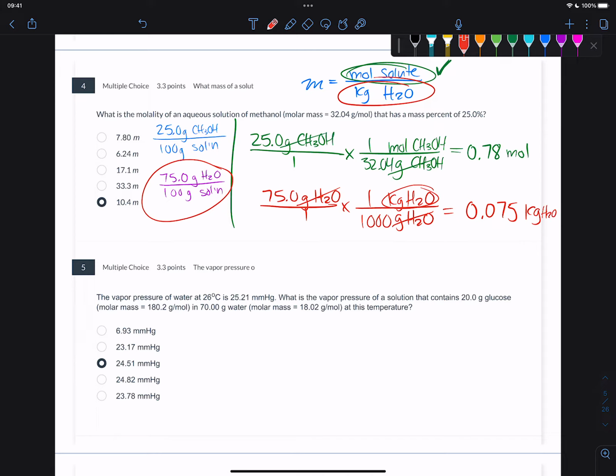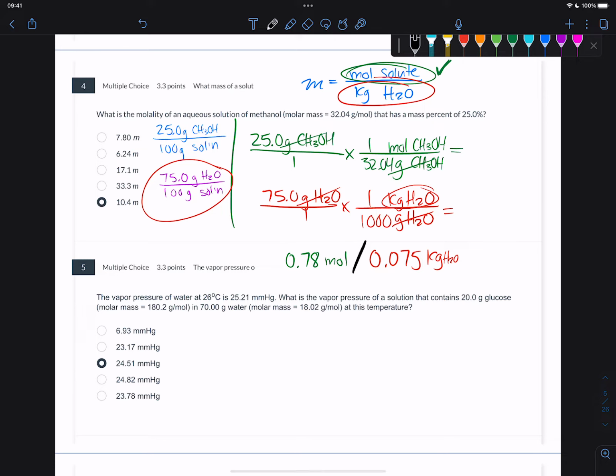Then you just divide. So to do that, you take this number and you divide it by this number, kilograms H2O. And that's how you get the molality, which is going to be your answer. So that's what your answer is. I'm going to just double check and make sure with my own calculator. Divided by this. Yep, we get 10.4.